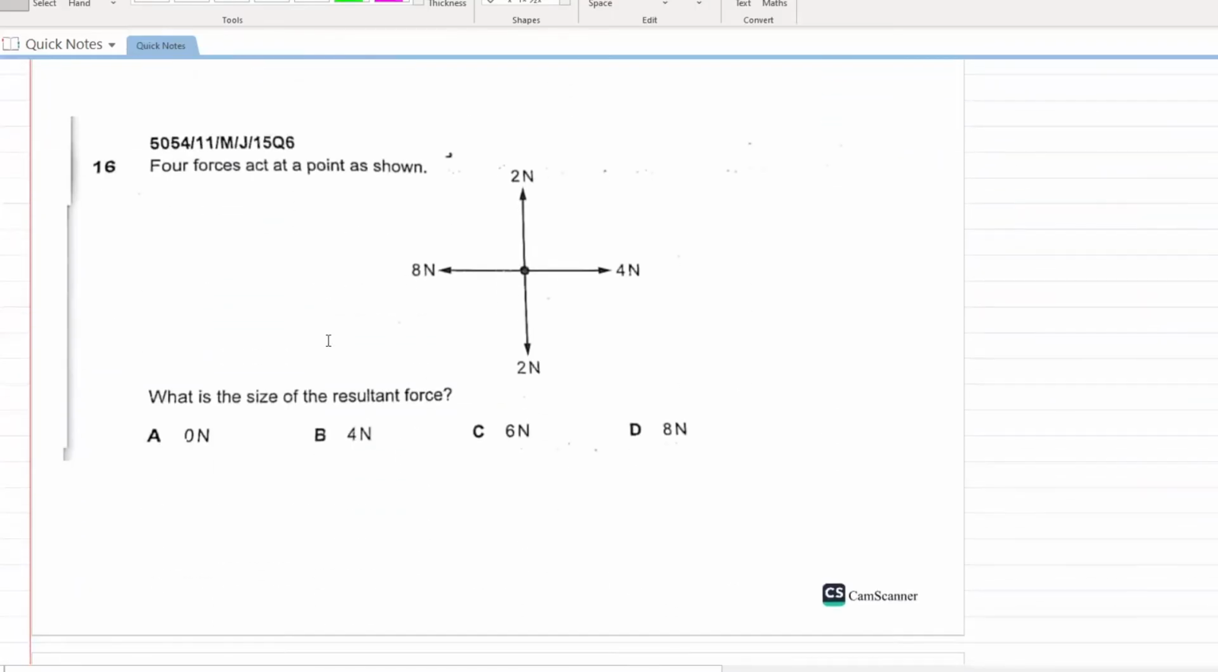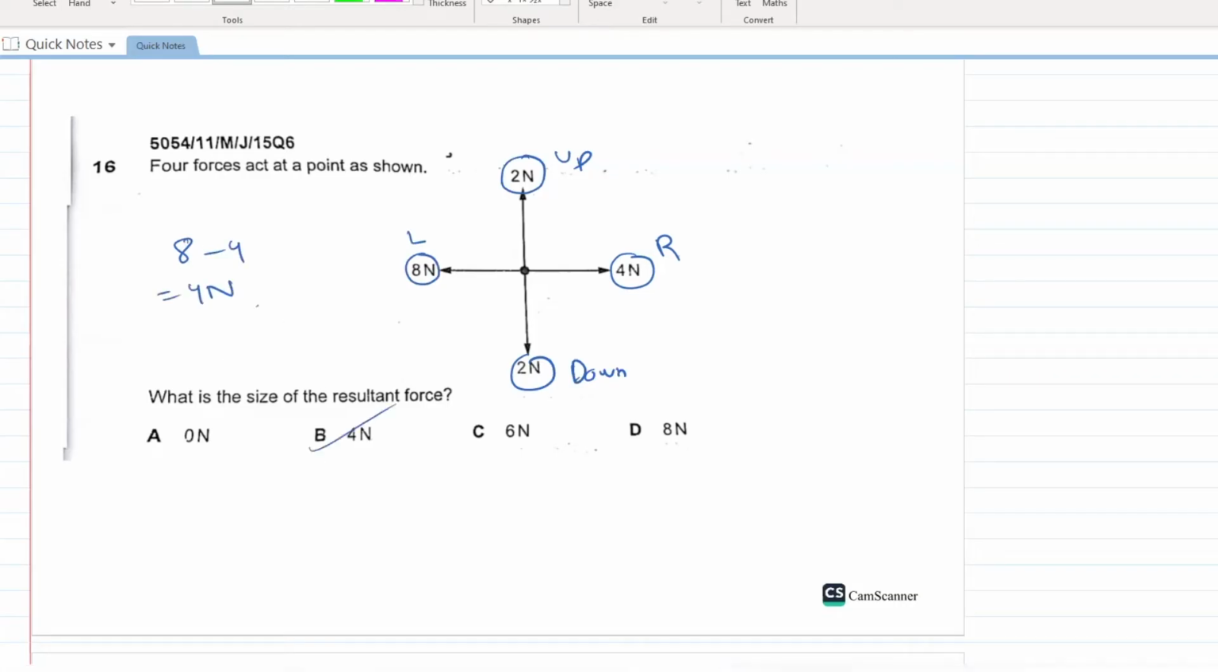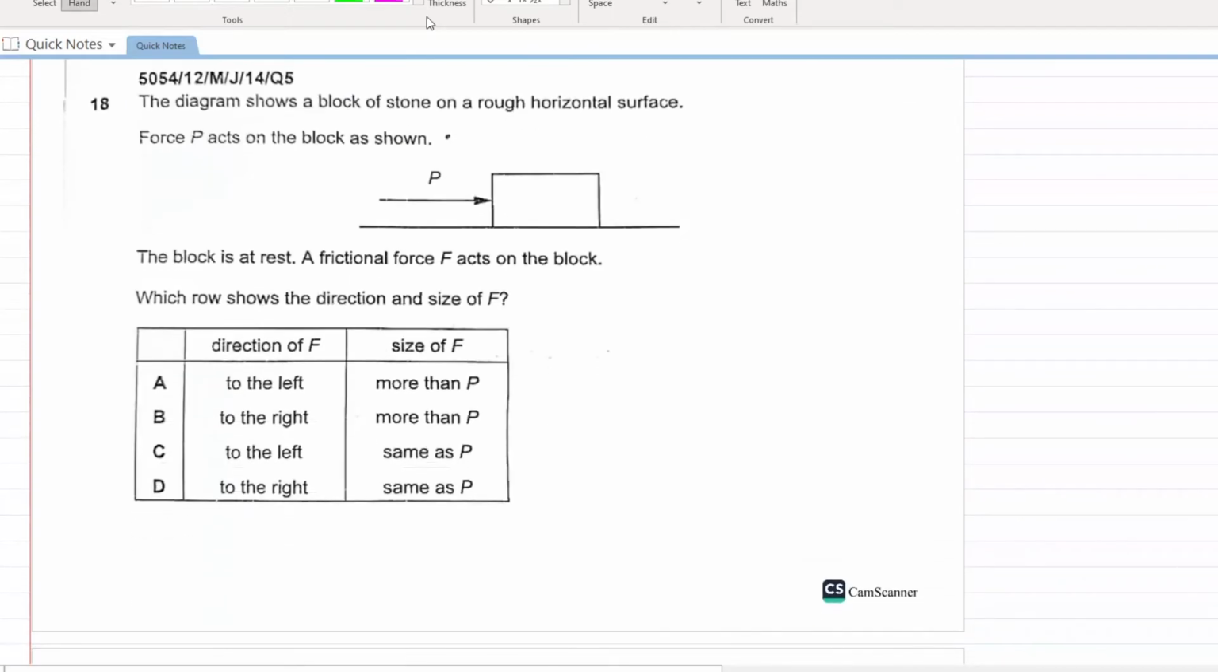Okay, let's see this. Four forces act at a point. What is the size of the resultant force? Let's calculate the resultant force. You can easily see that the up force is equal to the down force. So the resultant force in the vertical direction is 0. However, towards the right, you have 4 Newton. Towards the left, you have 8 Newton. So 8 minus 4, your resultant force comes out to be 4 Newton. B is your answer. Let's further move ahead.